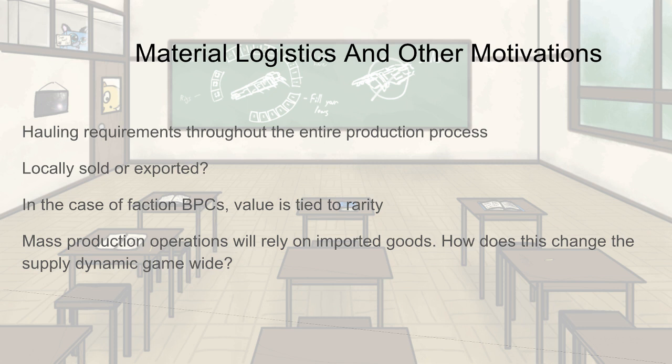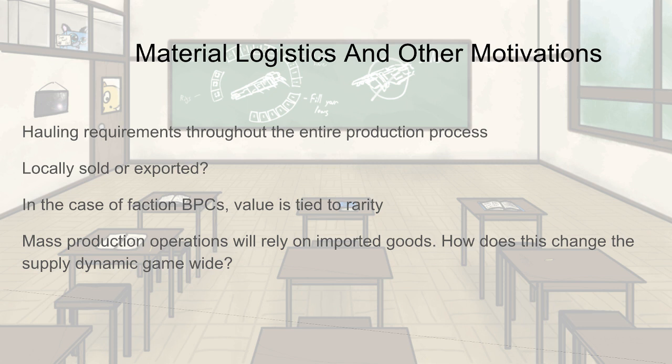Now the next item here, locally sold or exported, we kind of talked about that with our example. Okay. In the case of Faction BPCs, value is tied to rarity. We talked about that already. And mass production operations rely on imported goods. How does this change supply dynamic game-wide? All right, so we kind of touched on this already.